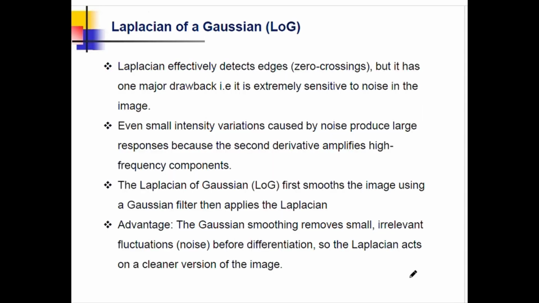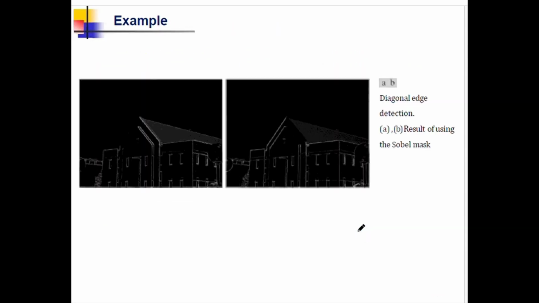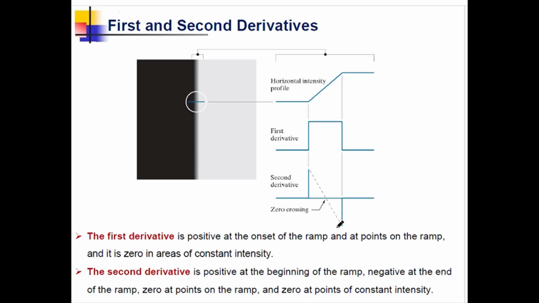Laplacian of Gaussian, LOG, is a very interesting and important concept. The Laplacian effectively detects edges through zero crossings. See this zero crossing. Zero crossing indicates there is a ramp edge. What is zero crossing? At the starting of the ramp the second order derivative is positive, and at the end of the ramp the second order derivative is negative. If you connect the top and bottom of these positive and negative impulses of the second order derivative, then this connection is the zero line. This is called zero crossing. Zero crossing indicates that a ramp edge exists.